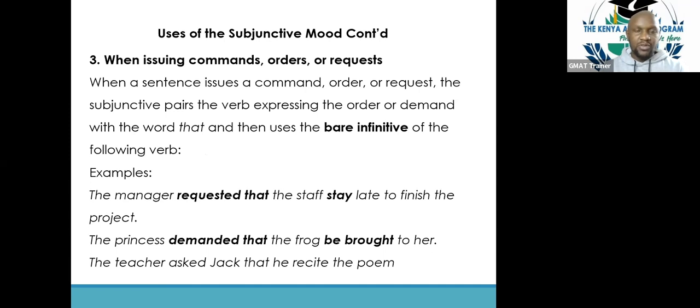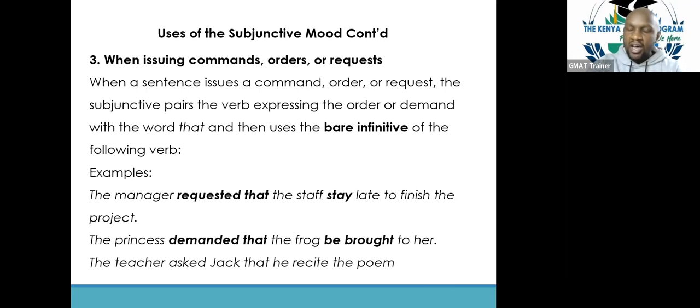So again, we continue the discussion on the uses of the subjunctive. It's also used when issuing commands, orders, or requests. So when a sentence issues a command, order, or request, the subjunctive pairs the verb expressing the order or demand with the word that and uses the bare infinitive form of that particular verb. So of course, that's a lot of jargon, but let's see it in application. So the manager requested that the staff stay late to finish the project.